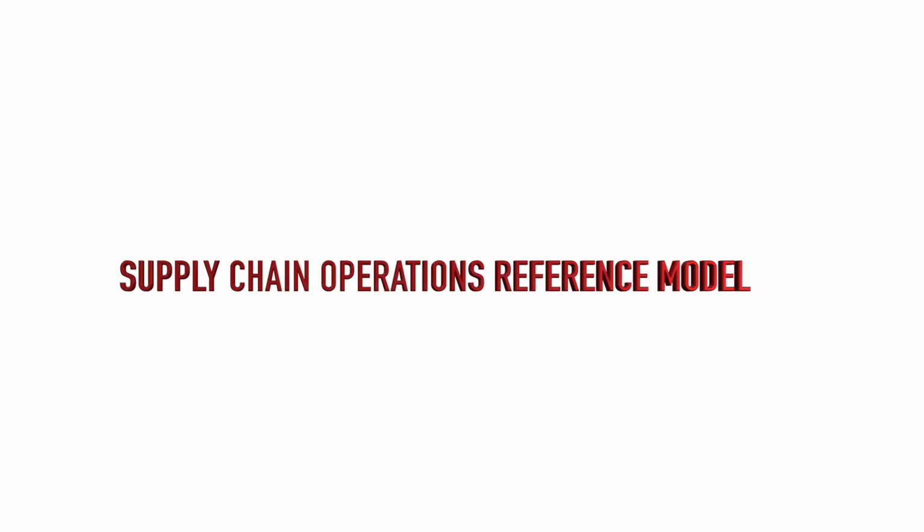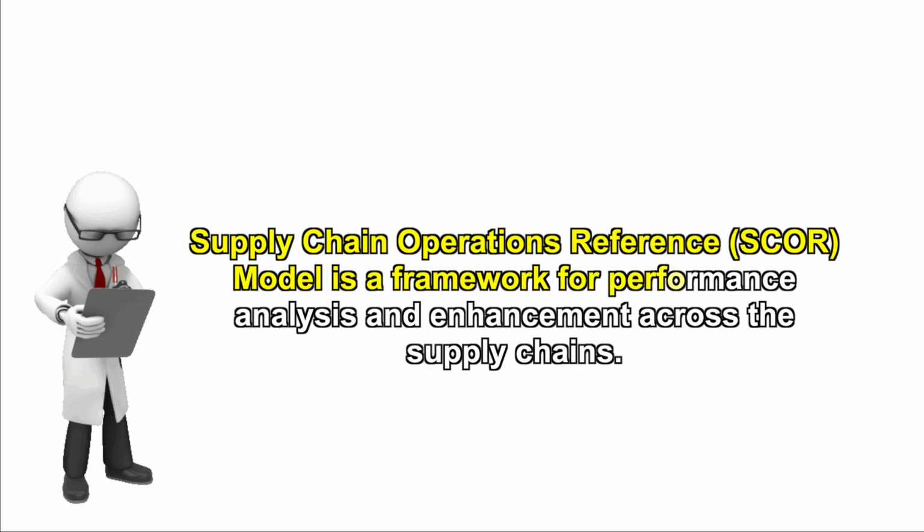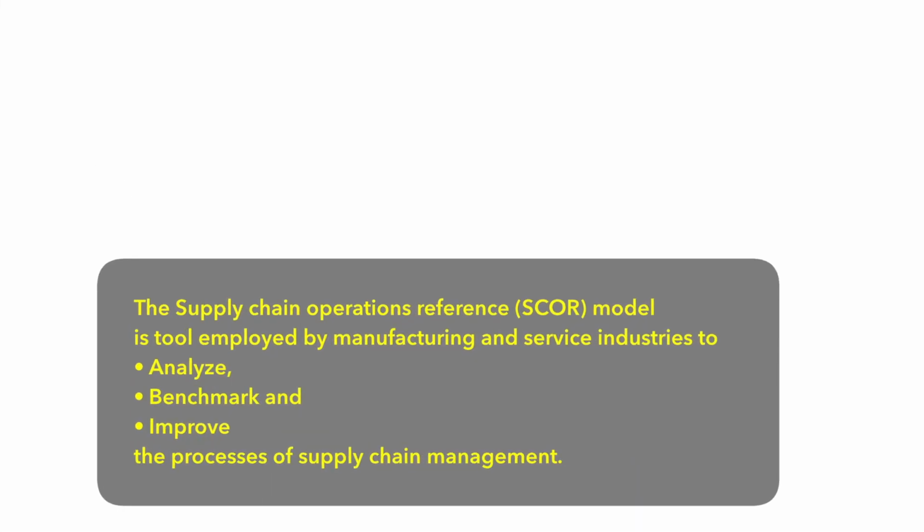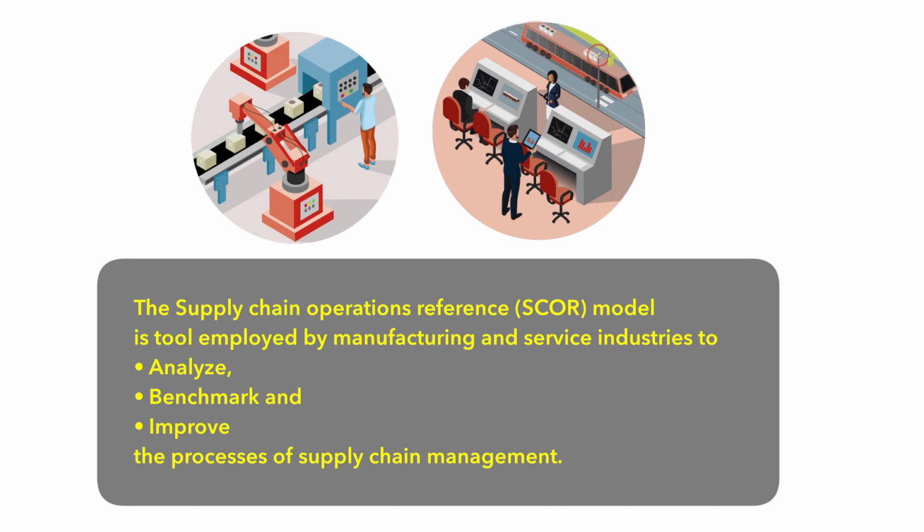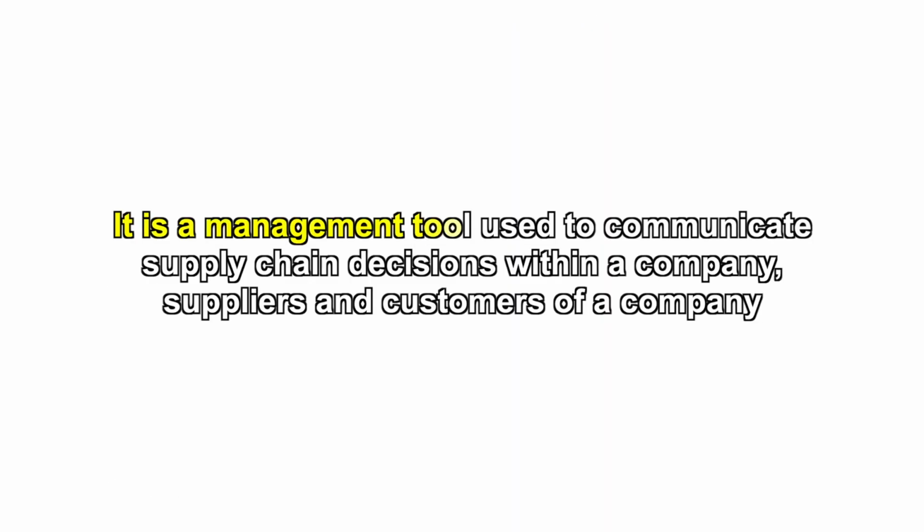Dear learners, in this session we will discuss the Supply Chain Operations Reference Model in detail. The Supply Chain Operations Reference Model is a framework for performance analysis and performance enhancement across the supply chain. It is a tool employed by manufacturing and service industries to analyze, benchmark, and improve the processes of supply chain management. It is a management tool used to communicate supply chain decisions within a company, suppliers, and customers of a company.